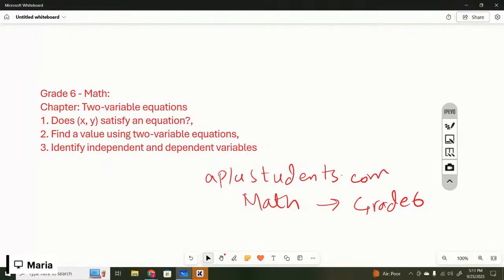The lessons we're going to cover today are: does x, y satisfy an equation? Find a value using two variable equations. Identify independent and dependent values.